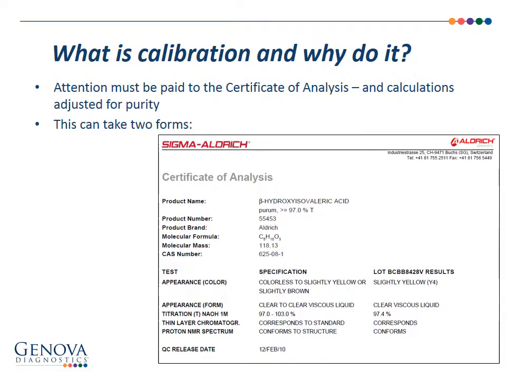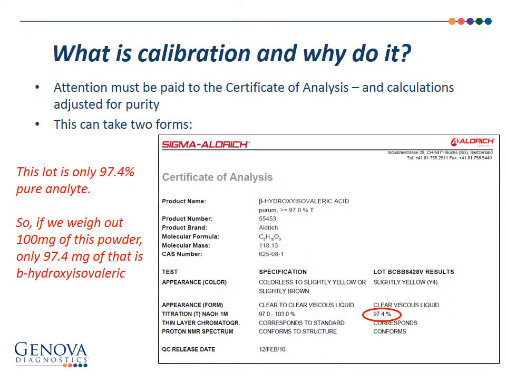something like this. You've got your certificate of analysis for beta-hydroxy isovaleric. And in this particular lot, if you look down here at the bottom, you can see this is only 97.4% pure. So this means if we weigh out 100 milligrams of this powder, only 97.4 milligrams of that is actually beta-hydroxy isovaleric. So moving forward, you either weigh out 100 milligrams and then call it 97.4, or you weigh out whatever the math is, 102.6 milligrams and call it 100. It's just important that we're documenting what we're doing and calling it the correct thing.